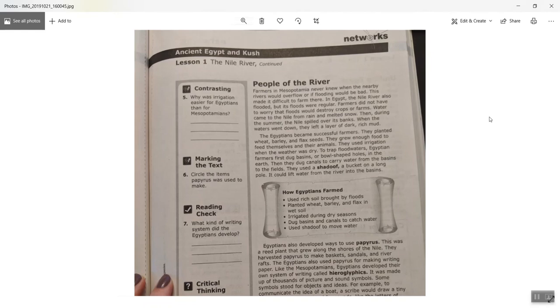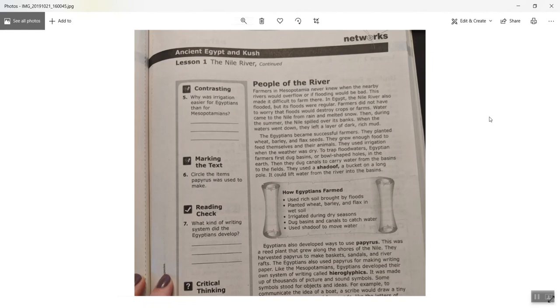To trap floodwaters, Egyptian farmers first dug basins, or bowl-shaped holes, in the earth. Then they dug canals to carry water from the basins to the field. They also used a shaduf, a bucket on a long pole. It could lift water from the river into the basins. So I think of like a bowl, and then you've got like a straw leading the water out.